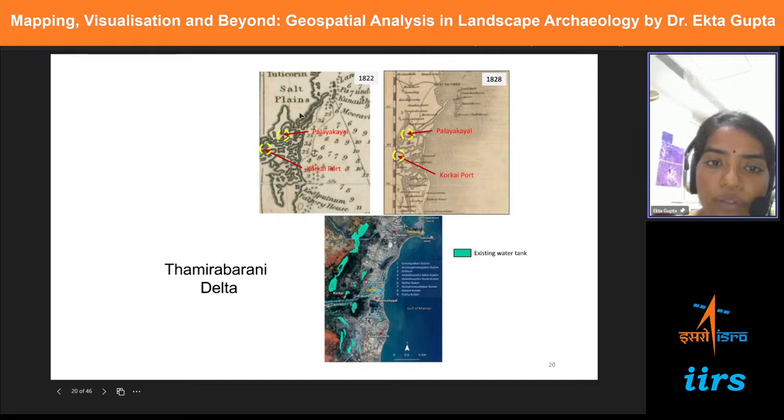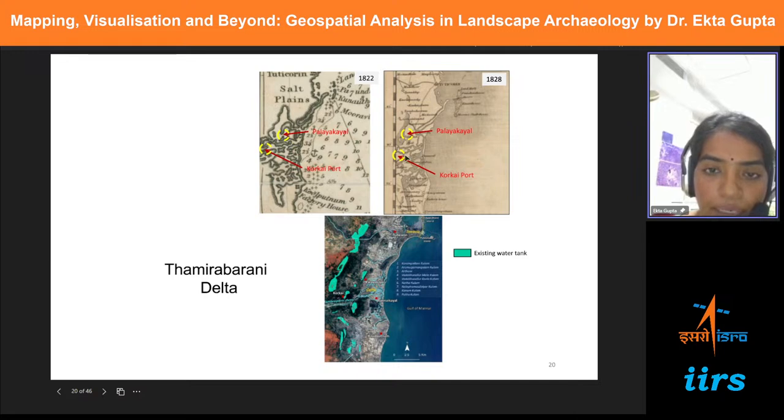And this one, if you look at this whole area, the deltaic area, looks like a lagoon, and these are islands, and this big lagoon, and this is the location of Korkai port, Palakayal. And in this map, which is at a somewhat larger scale than this one, it provides better details of the area at that time.